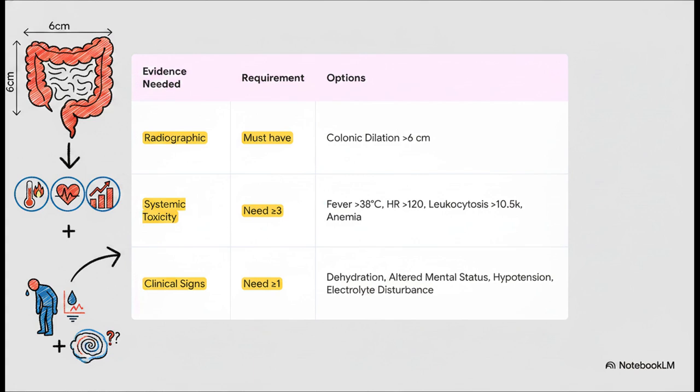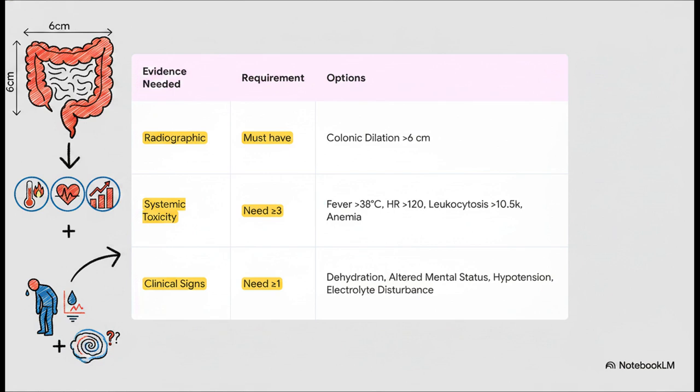Now, let's put it all together with the formal Jalan criteria. This table makes it super clear. First, you must have the radiographic evidence we just talked about, that colon wider than 6 centimeters. That's non-negotiable. Then, you need at least 3 signs of systemic toxicity from that middle column. So things like a fever, a heart rate over 120, or a high white count.